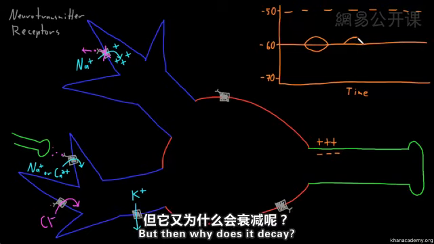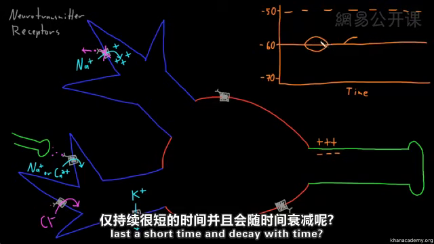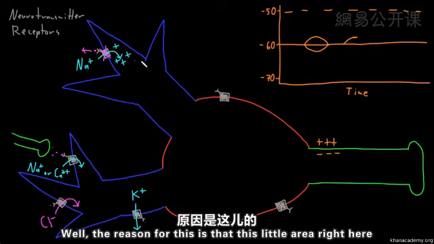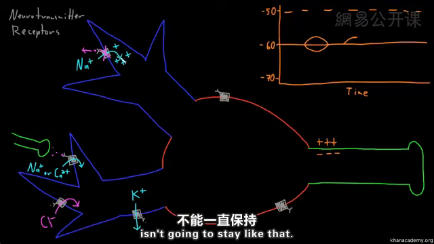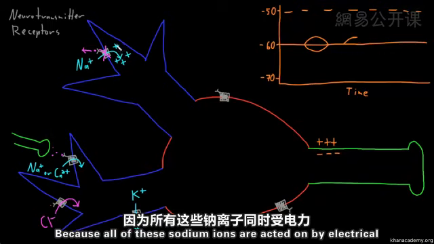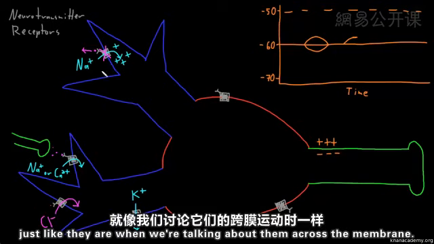But then why does it decay? Why do these graded potentials only last a short time and decay with time? Well, the reason for this is that this little area right here where there's a high concentration of sodium ions isn't going to stay like that, because all of these sodium ions are acted on by electrical and diffusion forces inside the cytoplasm, just like they are when we're talking about them across the membrane.